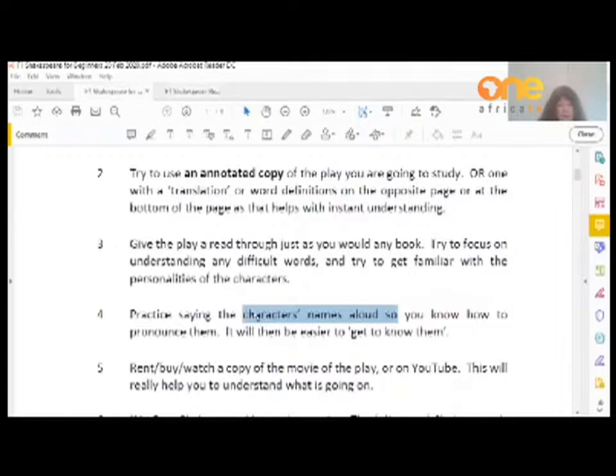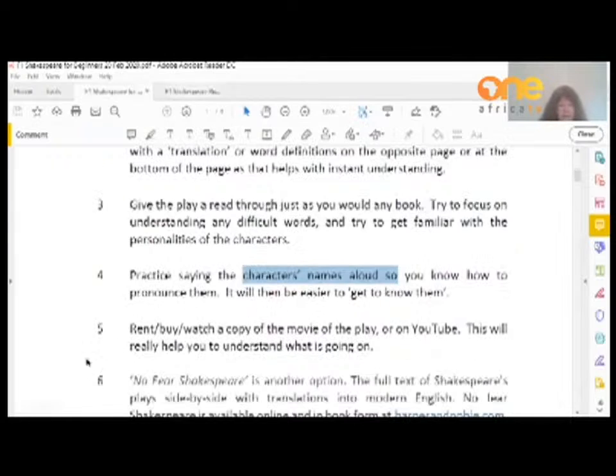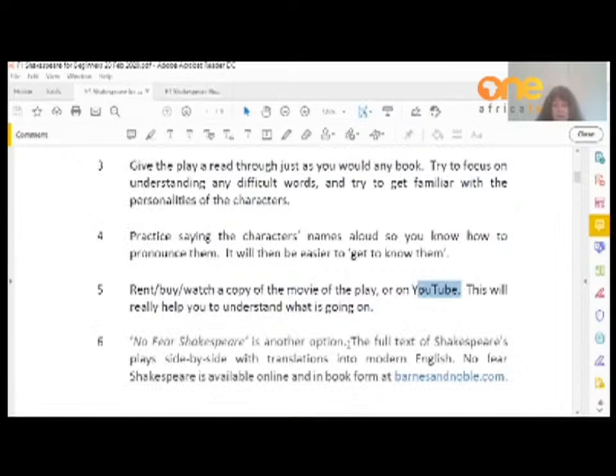Let's go back to our strategies. So that was looking a little bit at the characters. Then another very good way to understand the play is to rent or buy or just watch a copy of the movie of the play, or find it on YouTube, and this will help you understand what's really going on. There's also a website called No Fear Shakespeare, or Barnes and Noble. You can look there. It's got very simple language and explains things simply.